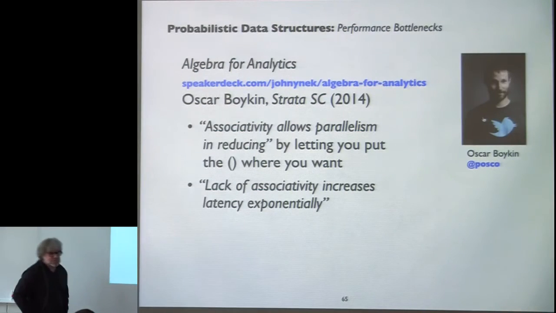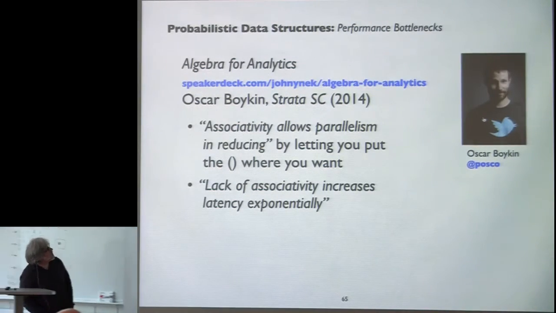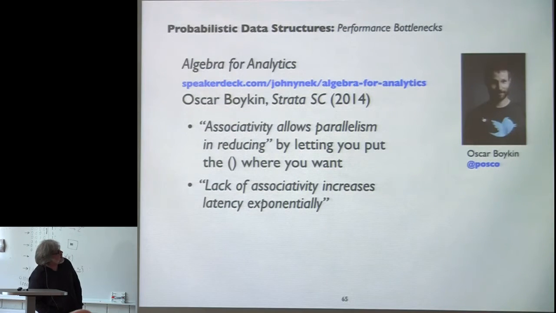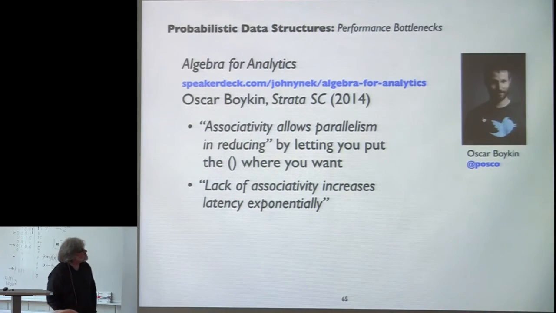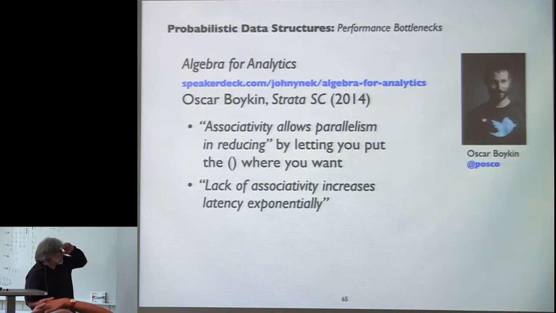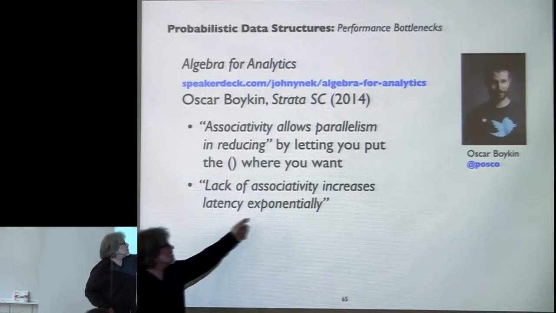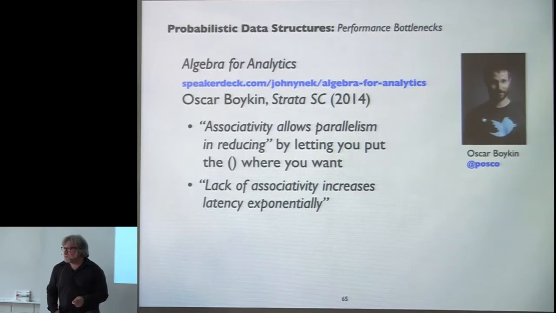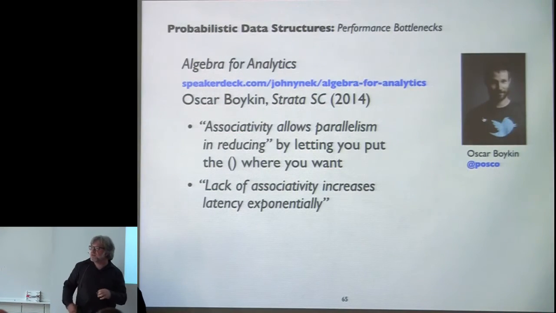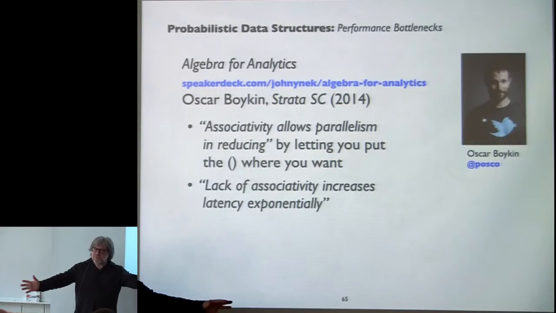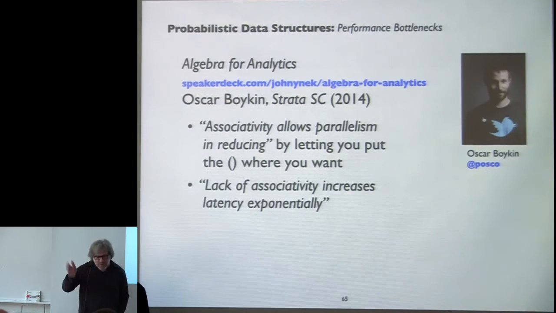Oscar Boykin was one of the research partners for Avi Bryant. He's still at Twitter, one of the lead data scientists, and he puts it very well: lack of associativity increases latency exponentially. If you don't have the associativity in your API, then you're going to see things like loops being used as opposed to computations in parallel. Whether you're working in Spark or Scalding or Flink or wherever, these are very important.